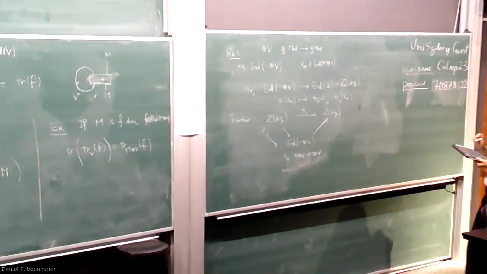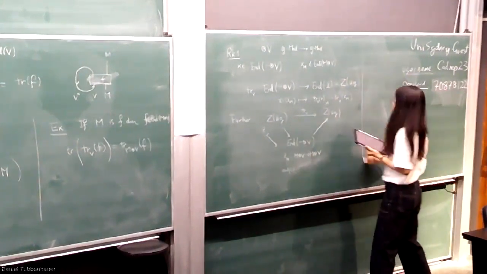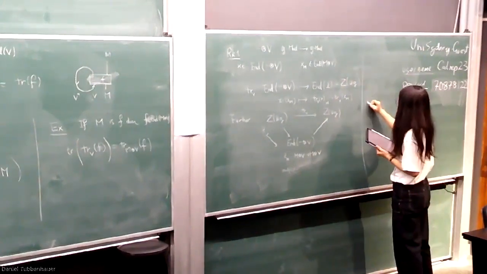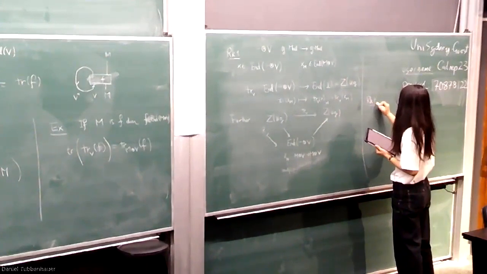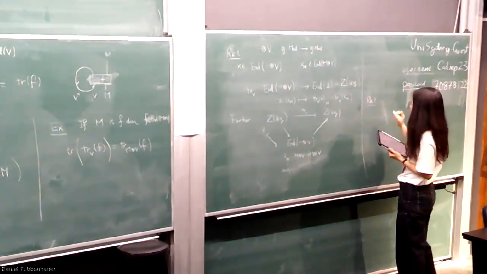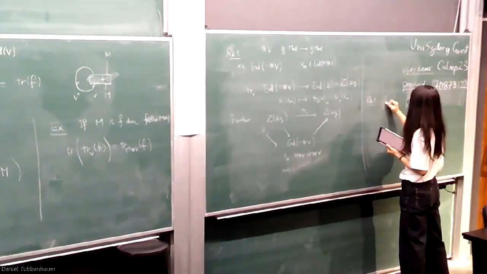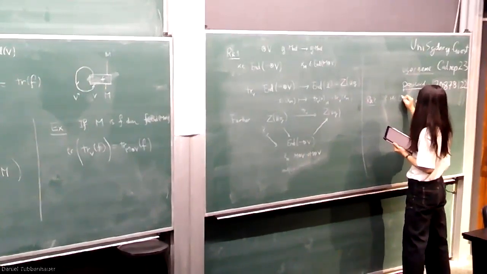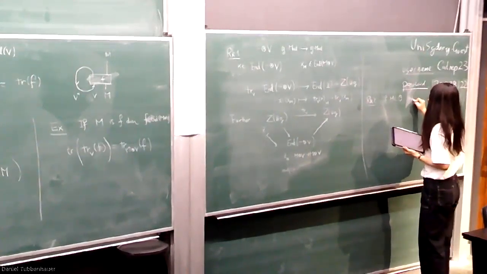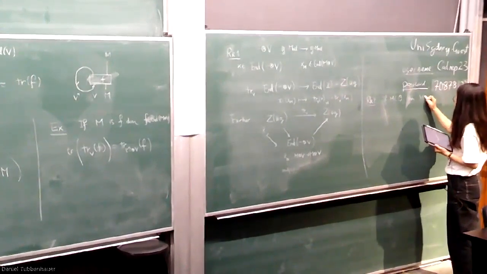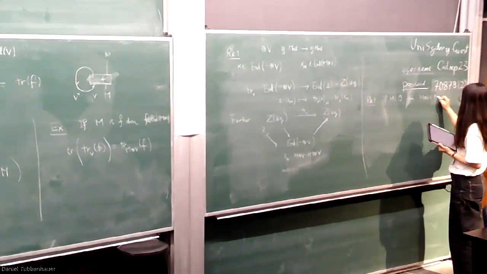But before going there, let me first make another remark. Remark number 2 is that whenever M belongs to the category O, then if you tensor it with a finite dimensional representation, it still belongs to the category O.